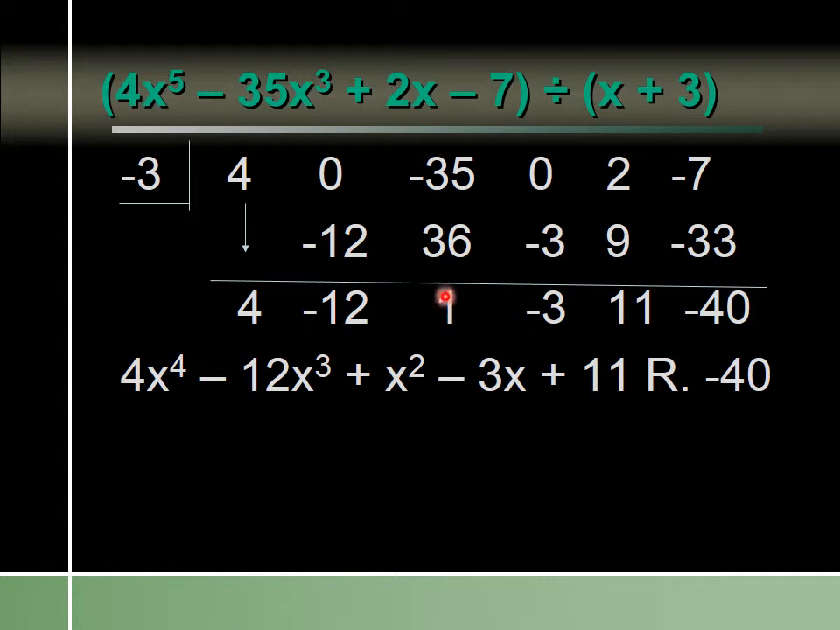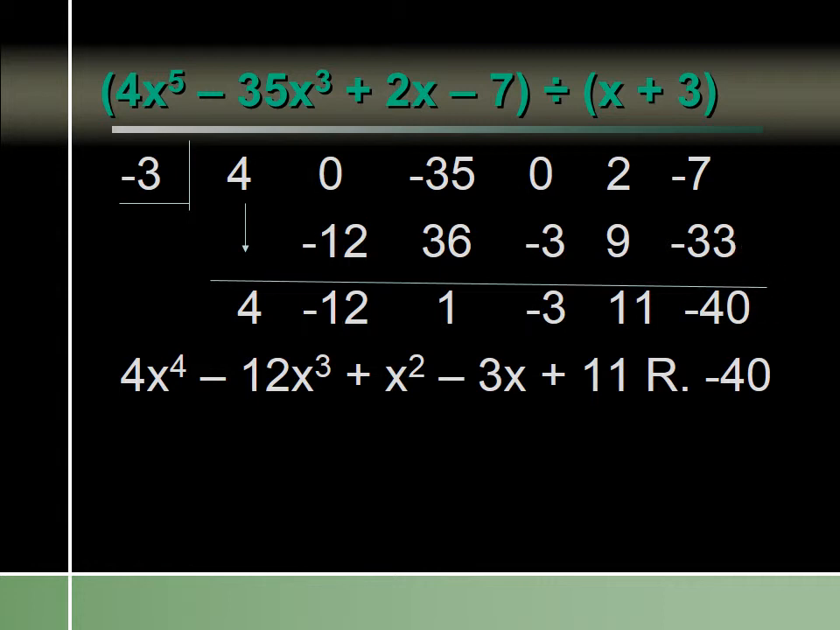I take my answer and I multiply it by my a. So negative 3 times 1 is negative 3. Then I add to get a new answer. 0 minus 3 is negative 3. Now I multiply. Negative 3 times negative 3 is 9. Then I add. 2 plus 9 is 11. Then I multiply. Negative 3 times 11 is negative 33. Then I add. Negative 7 minus 33 is negative 40.